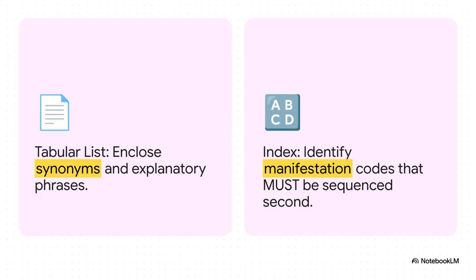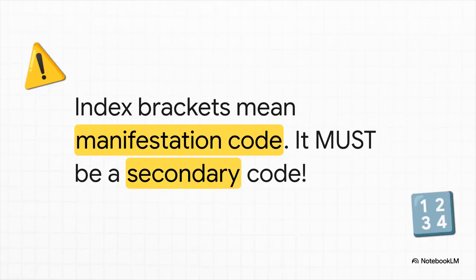On one hand, tabular list brackets are pretty mundane. They're really just offering alternative words. On the other hand, alphabetic index brackets are a strict legal sequencing mandate. If you see a code in brackets in the index, you are looking at a hard sequencing instruction. The crucial point to remember is this: a code in brackets in the index cannot be your primary diagnosis. Period. No way around it.